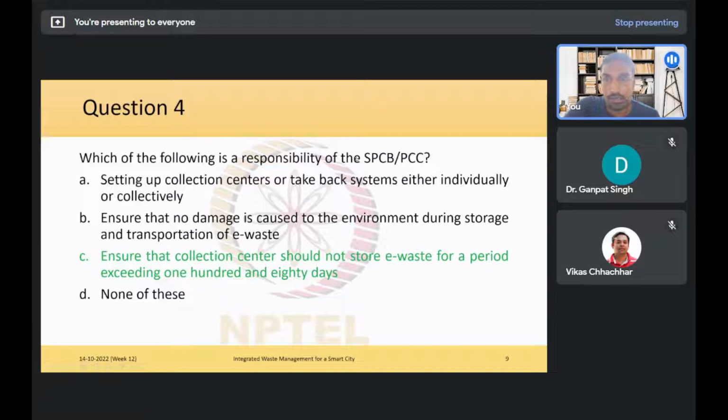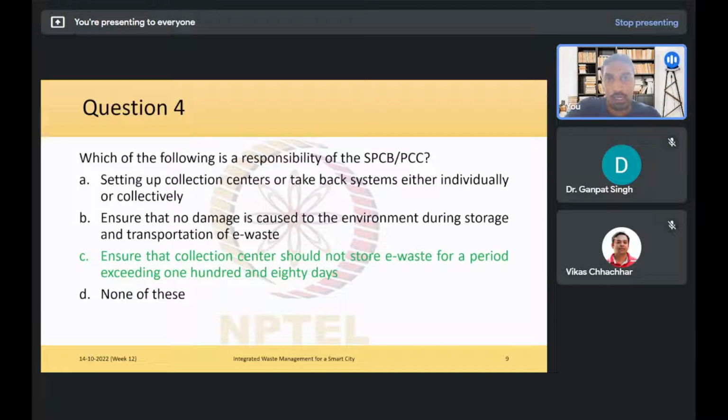So the SPCB has to ensure that the collection centers are not storing the e-waste for more than 180 days, right? So they should do the monitoring. This is done at a state level. So within every state, they should ensure this because they know how much e-waste is handled by all the authorized collection centers, right? We saw this as a responsibility of the collection center, that they have to maintain records of how much e-waste is being handled. So they should use Form 2 to do that.